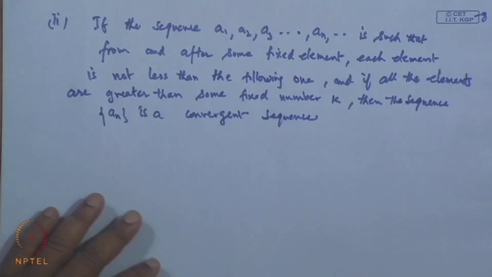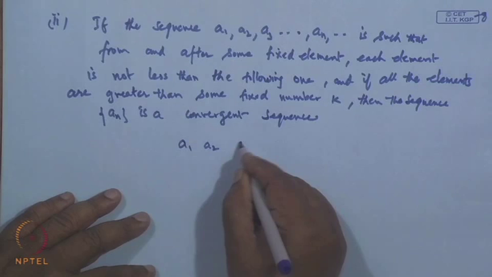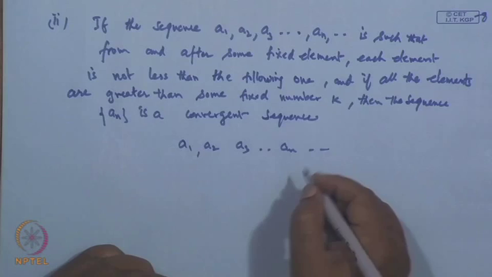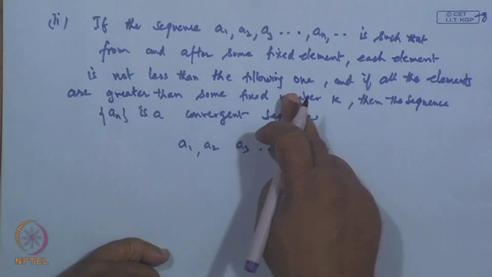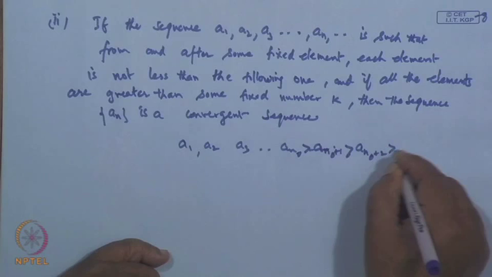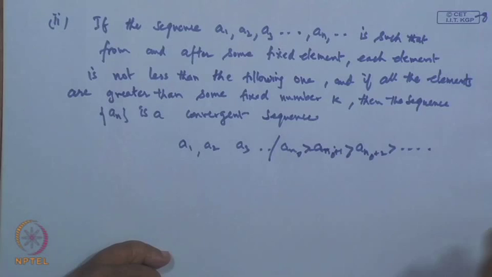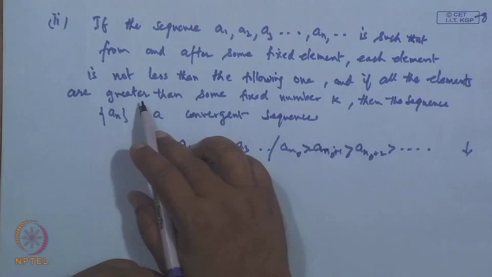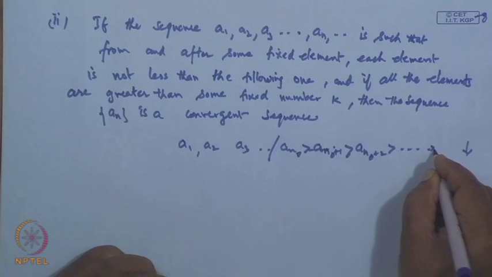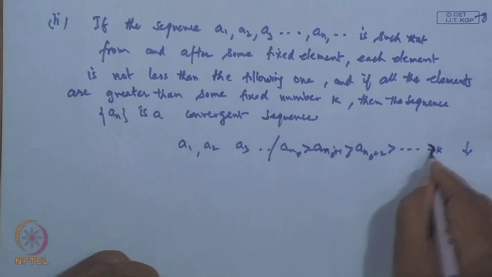Okay. So what is this sequence? If we have A1, A2, A3, AN, etcetera, these are the terms of the sequence, and this satisfies the condition from and after some fixed element, say AN naught, each element is not less than the following one. It means AN naught is greater than AN naught plus 1, greater than AN naught plus 2, and so on. After this, the terms are of decreasing nature. And not only that, all the elements are greater than some fixed number small k. The terms are decreasing, but they will not cross k.